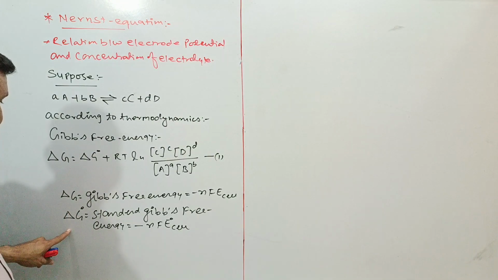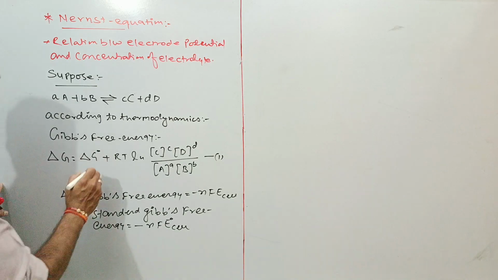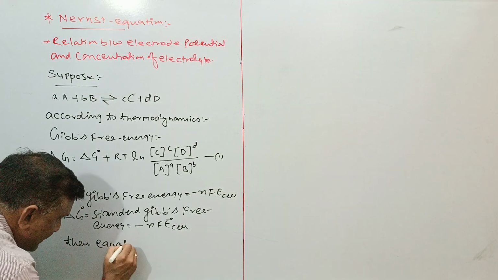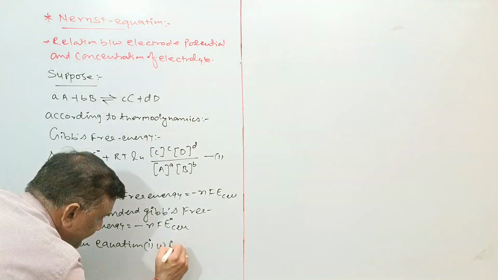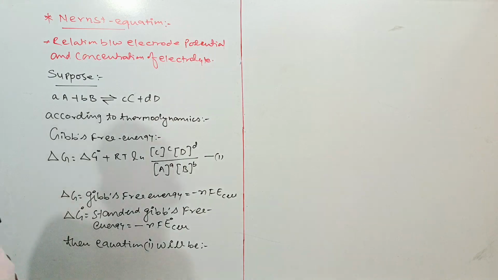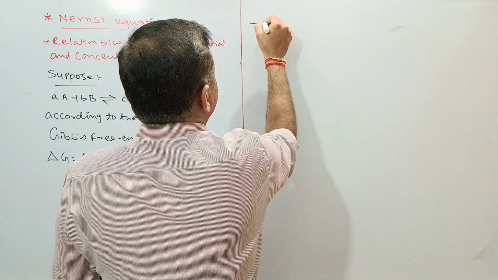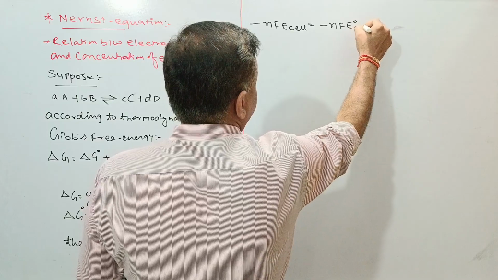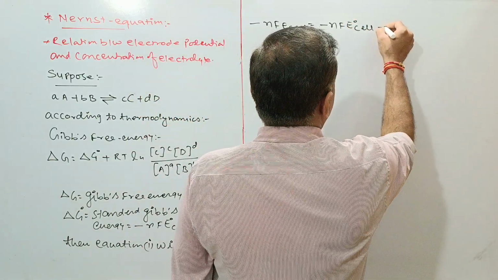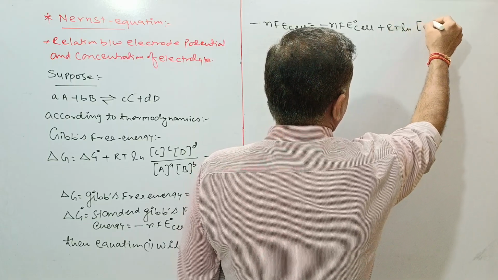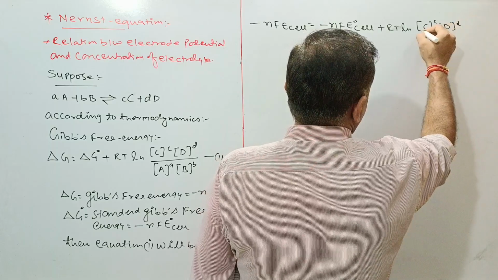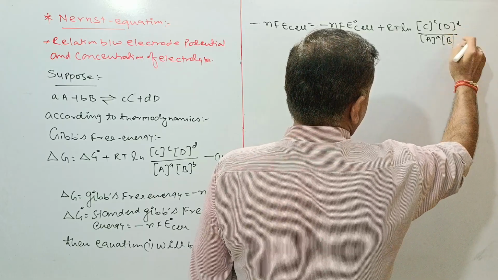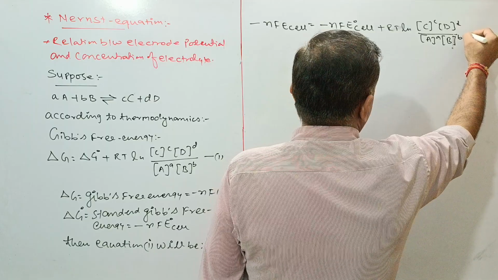Then whenever we put the values of delta G and delta G naught here, the equation will be, listen to me carefully: minus nFE cell is equal to minus nFE naught cell plus RT ln [C]^c [D]^d upon [A]^a [B]^b. This is the second equation.